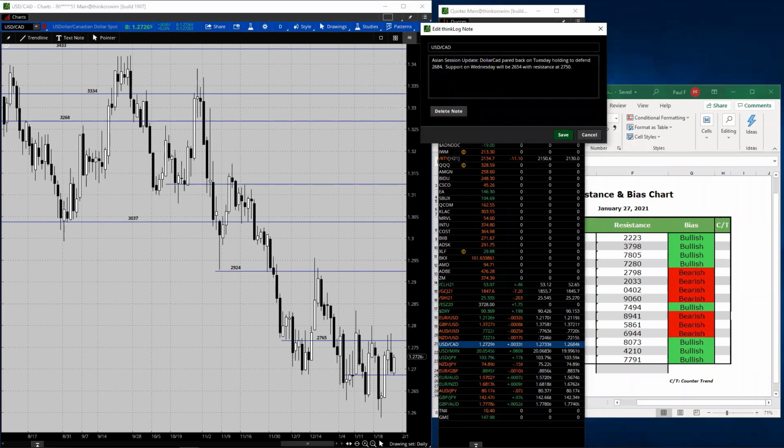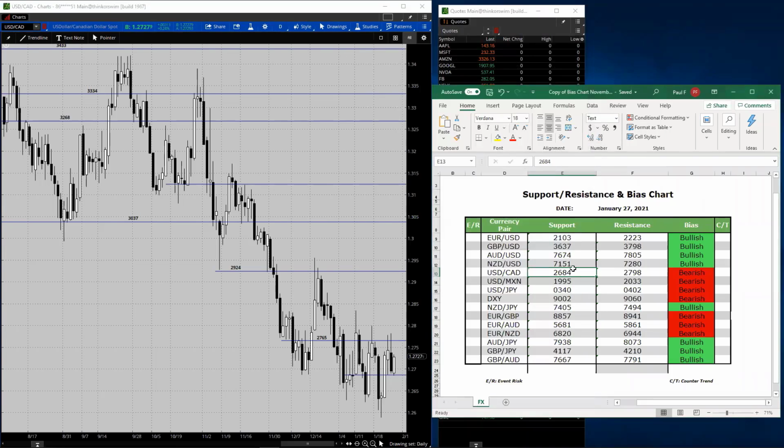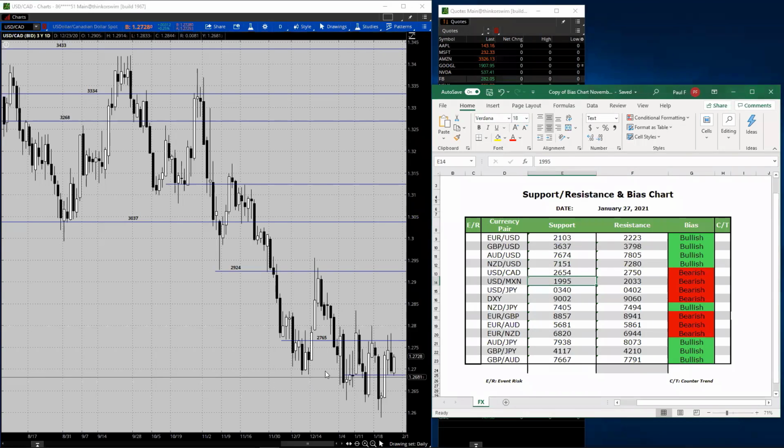Dollar CAD pared back on Tuesday, holding to defend the 26.84. You can see right here, we're still defending it. Wednesday support will be 26.54 with resistance at 27.50. And that 27.50, you can see right there, we're coming across right there. We'll see whether or not we make it there or not.